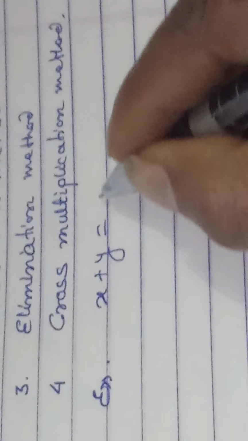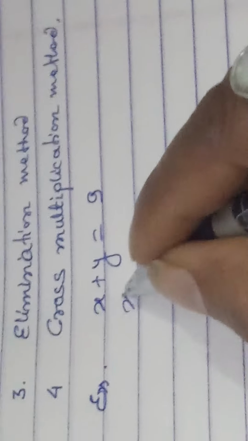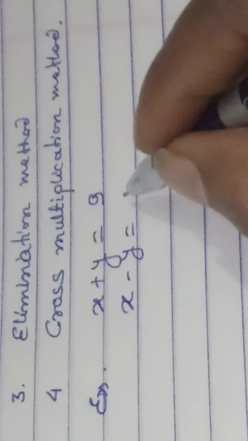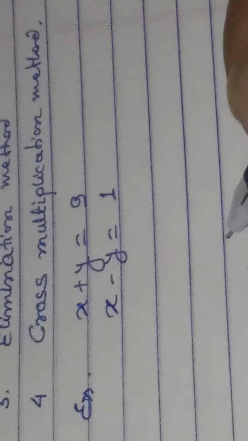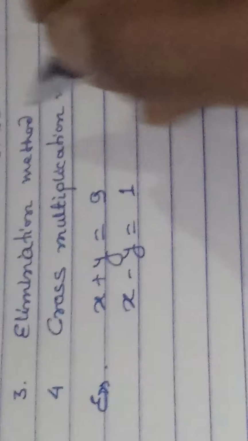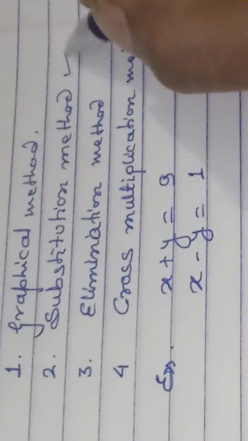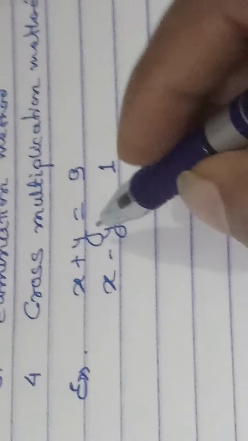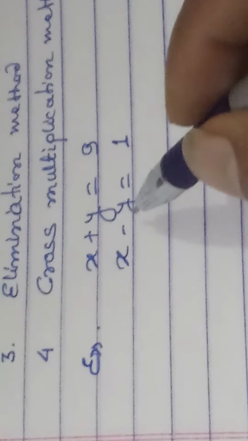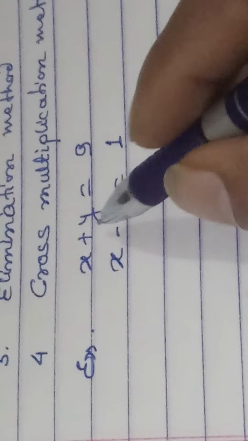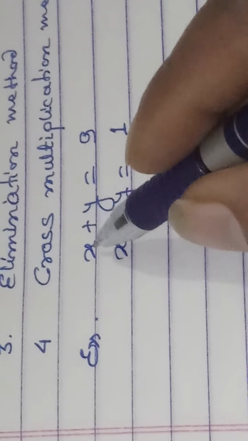Suppose x plus y equal to 9 and x minus y equal to, suppose, 1. These are the two equations given. Okay, now we have to solve these equations by substitution method. Now what is substitution method? Substitution method tells us that from these two equations I will first find out the temporary value of any one variable of these two. Anyone.